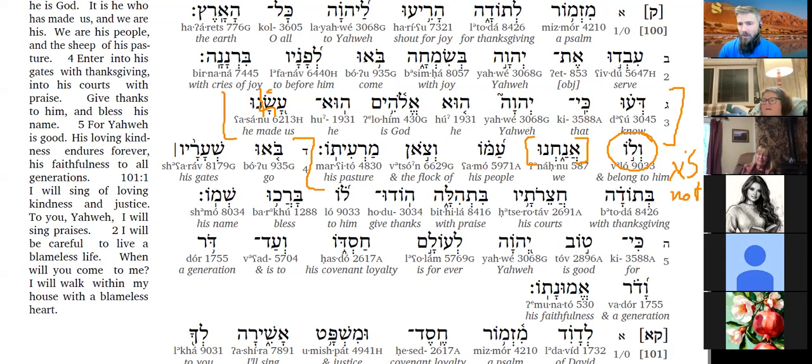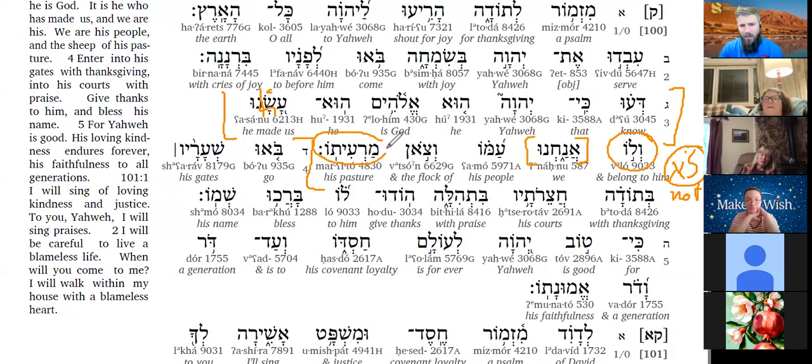So it makes you wonder if somebody may have accidentally misspelled it at some point, and the scribes absolutely could not bring themselves to alter the text of the Tanakh to correct it. So they simply said, you know what, just make sure you read it like this. Velo anachnu, and his are we. Amo vetzon mar'ito, his people and the sheep or flock of his pasturing.